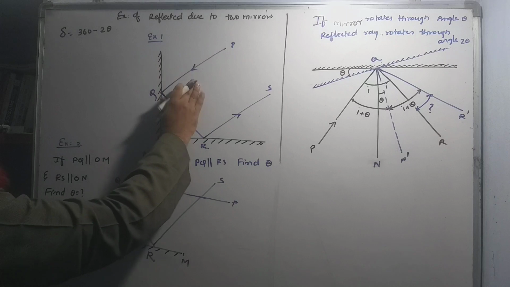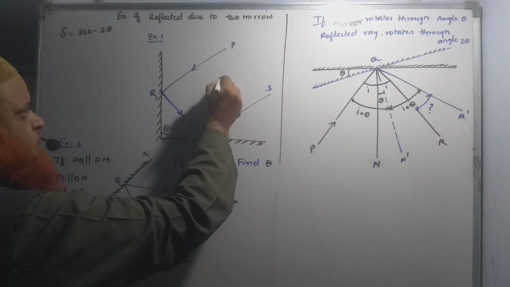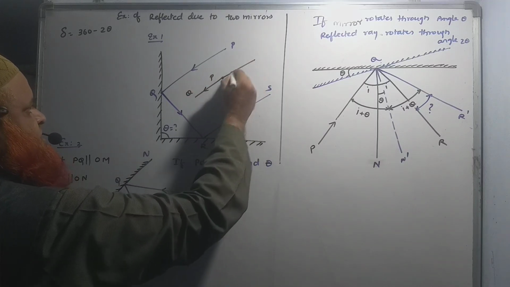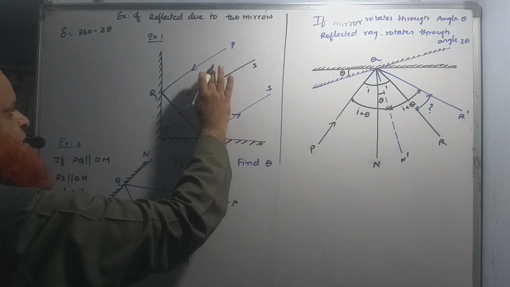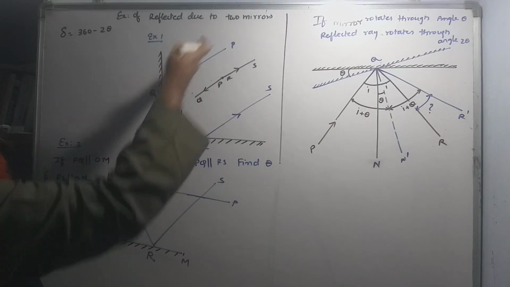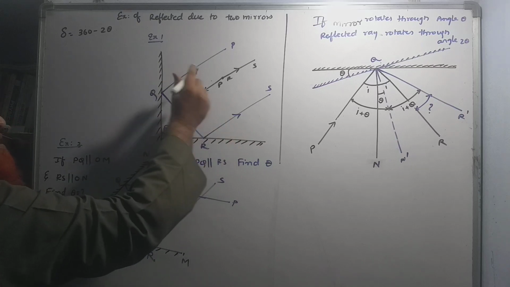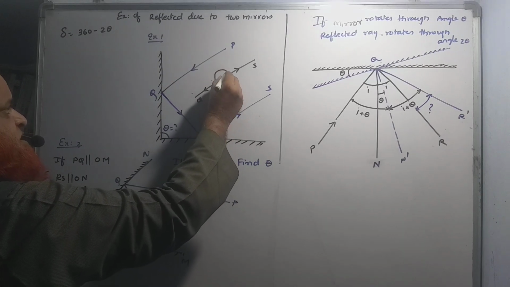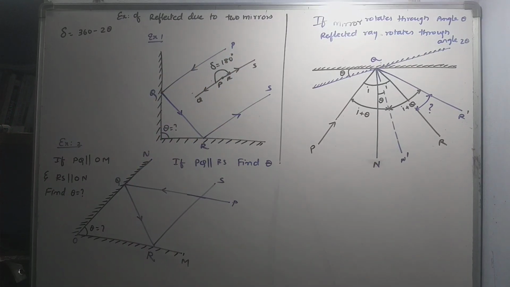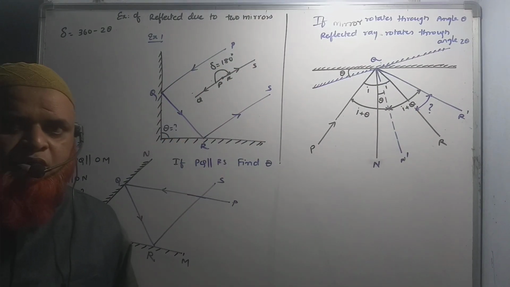So if you observe, what is the deviation in this case? One light ray is coming like this, another light ray is moving like this. Let me draw it. This is P and this is Q, and RS is moving in this direction. So PQ is in this direction, RS is in this direction. Then what is the deviation between these two? You'll understand that the deviation is delta equal to 180 degrees, isn't it? So the deviation between PQ and RS is delta equal to 180 degrees.